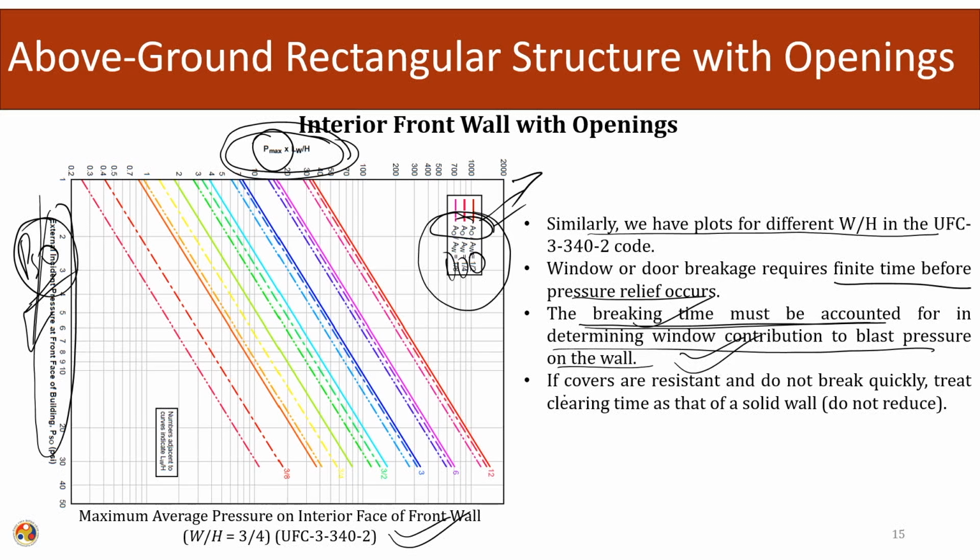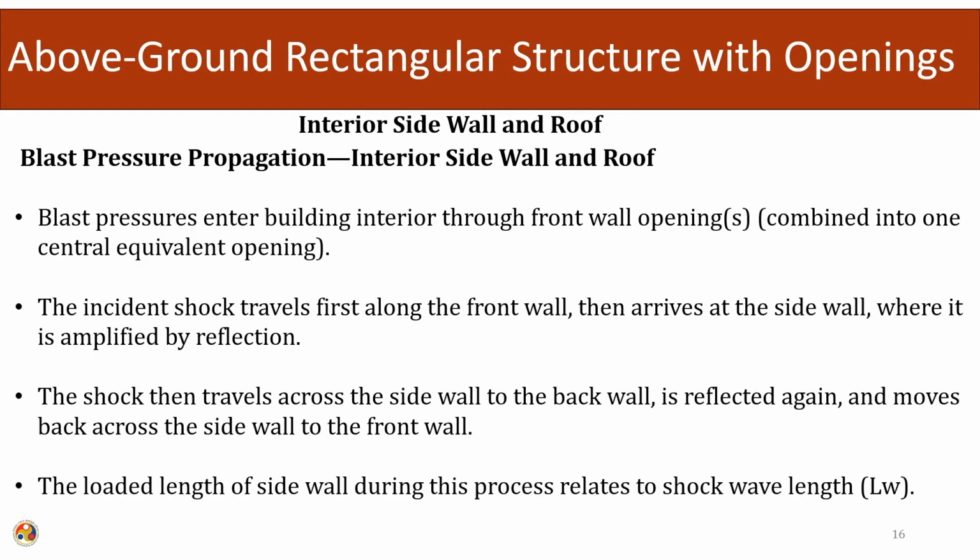If covers are resistant and do not break quickly, treat clearing time as that of a solid wall. There should be no reduction in the clearing time. If the doors and windows are not able to break instantly, then the clearing time has to be taken as that of the solid wall itself. Next, the blast pressure propagation on the interior side wall and roof.